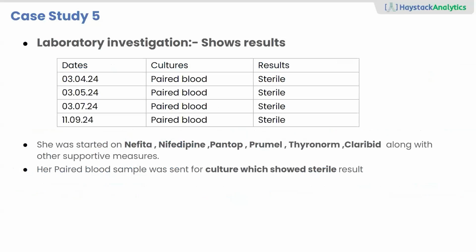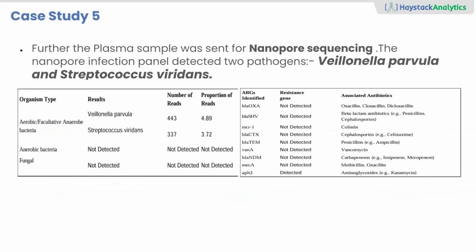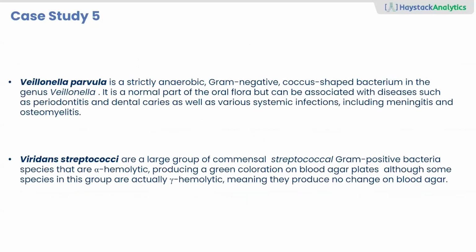So all cultures are sterile. Many things were started, and the cultures also became sterile. Next slide. Yeah. So on nanopore sequencing, we have grown Veillonella parvula and Streptococcus viridans, and this is the sensitivity pattern. So you can see fungal not detected, and the other pathogen not detected. So you know all the details when we do nanopore sequencing, how important in this case. Next slide. So these are the two organism details. One is gram negative and one is gram positive. We can know the details.